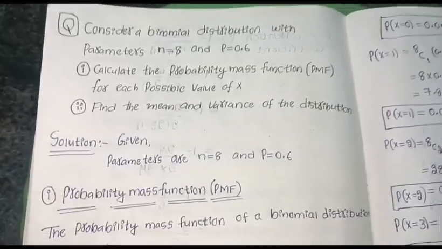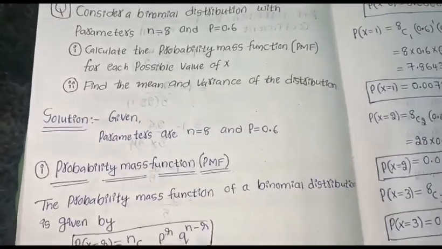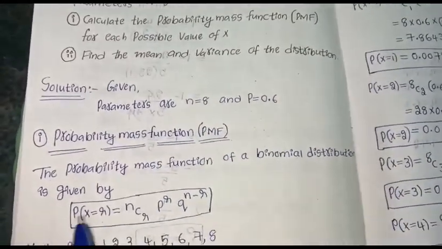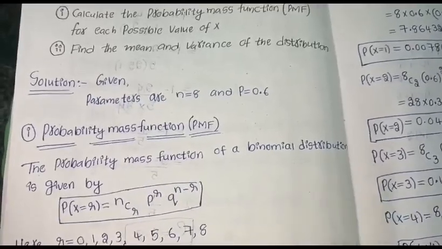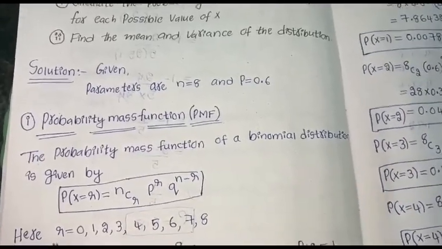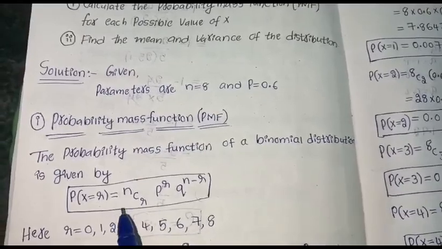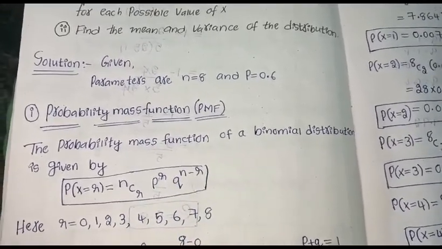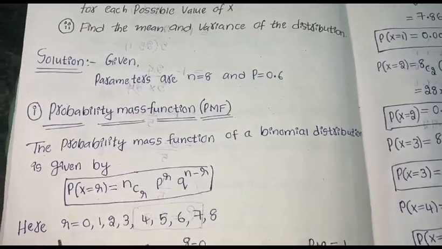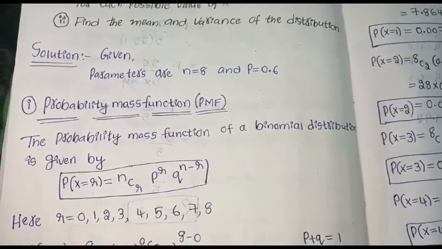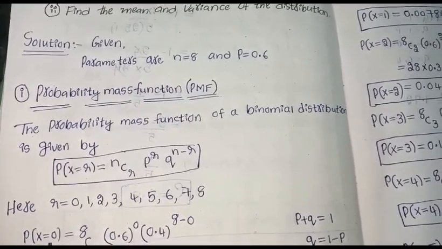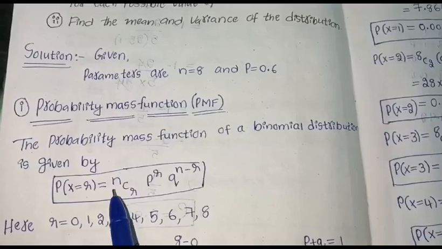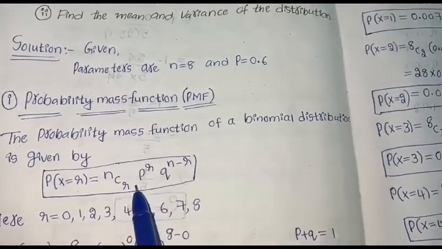Coming to the solution, first we write the given parameters, which are n is equal to 8 and p is equal to 0.6. We know that the formula for the probability mass function of a binomial distribution is P(X = r) is equal to nCr p^r q^(n-r). They ask to calculate every value of x, so we need to substitute r from 0 to 8. When substituting P(X = 0), we substitute r is equal to 0, n is equal to 8 and p is equal to 0.6.